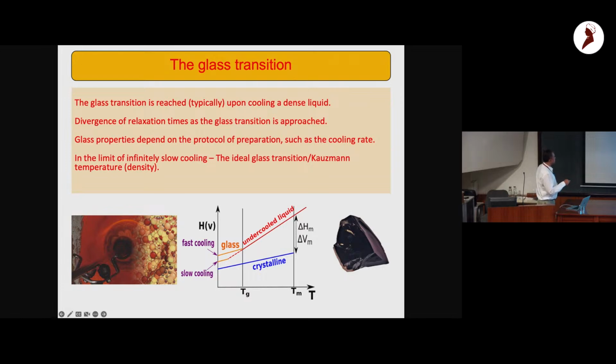And the glass properties that one has depend on the protocol of preparation, such as the cooling rate. This is illustrated here: if I take a supercooled liquid and cool it down, what I end up with depends on how fast or slowly I cool. The limit of infinitely slow cooling is of interest, and is called the ideal glass transition, and the corresponding temperature is called the Kauzmann temperature. In our case, it's going to be a density that we're interested in. So there are 2 points here. The glass transition temperature and the properties of the glasses depend on the protocol with which you prepare, but you have an idea of a limiting temperature or a density, which is a unique point.